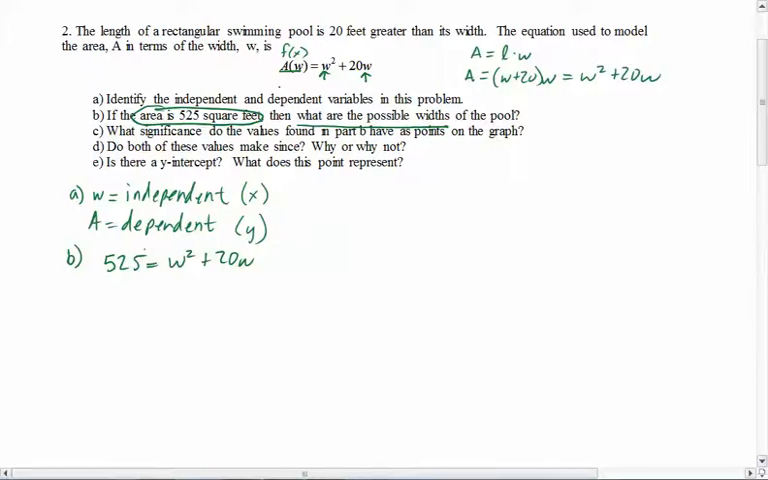You all know that when you have a quadratic, the first thing you need to do is make sure it's equal to 0. So I'm going to subtract 525 from both sides. And so then I'll have 0 equals W squared plus 20W minus 525. And so now I'm just going to factor.